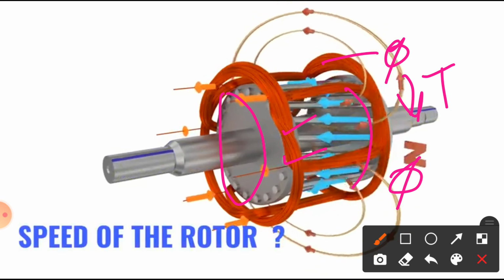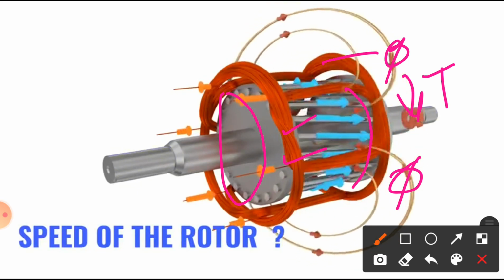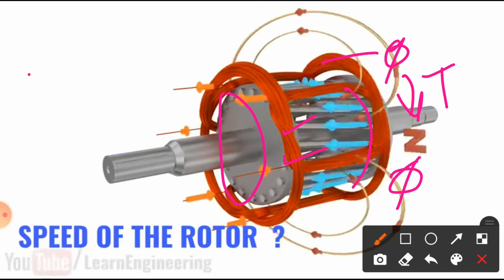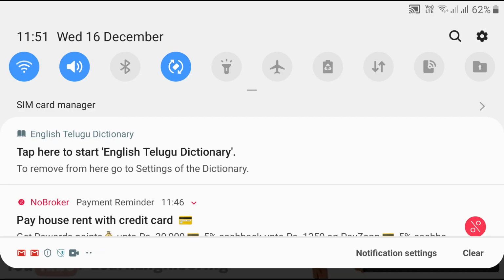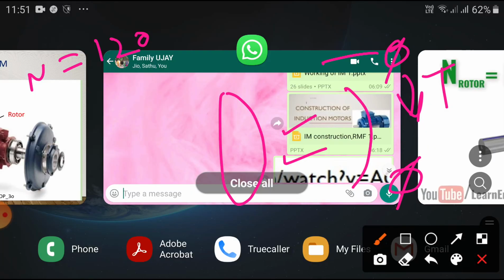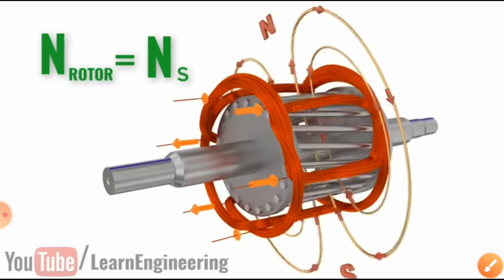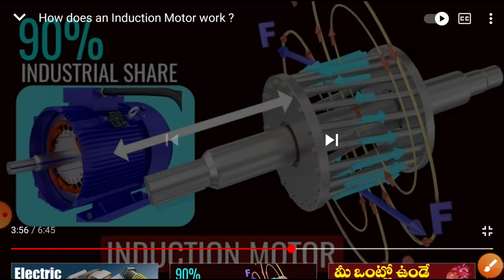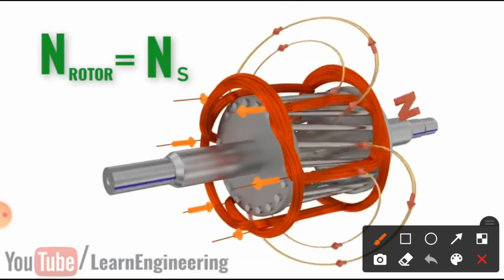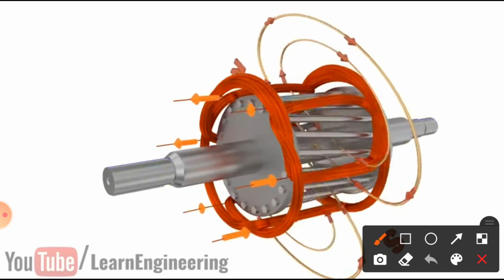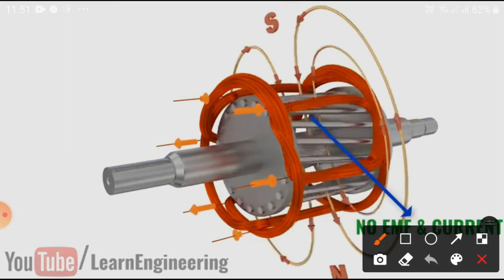Now, the speed of the rotor depends upon what factors? As we know, the formula N is equal to 120 f by P. Now, you can see here, N rotor versus synchronous speed.